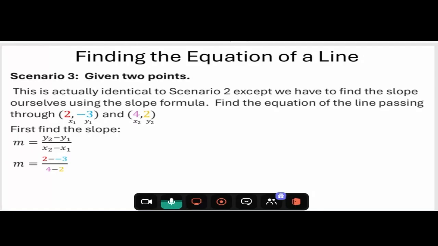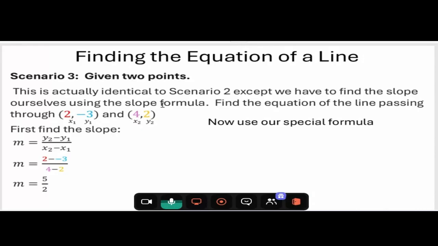2 minus negative 3 is 5, and 4 minus 2 is 2. 2 minus negative 3, remember, means 2 plus 3. Okay, now we have the slope. We have the slope and a point. In fact, we have the slope and 2 points. Which point should we use?